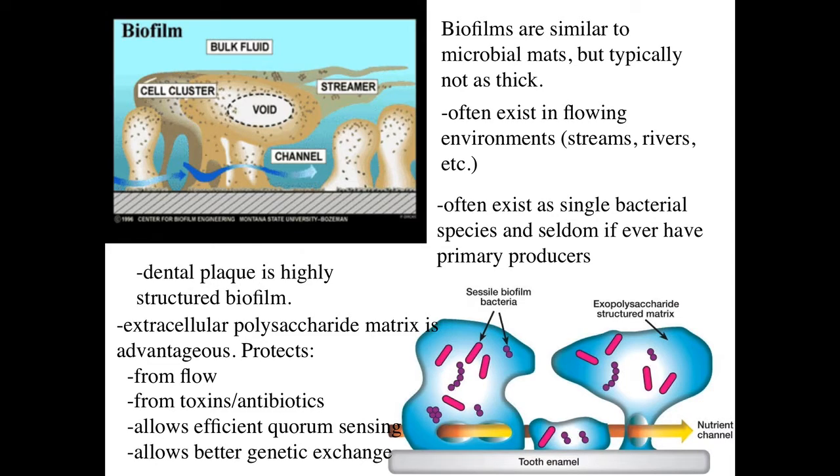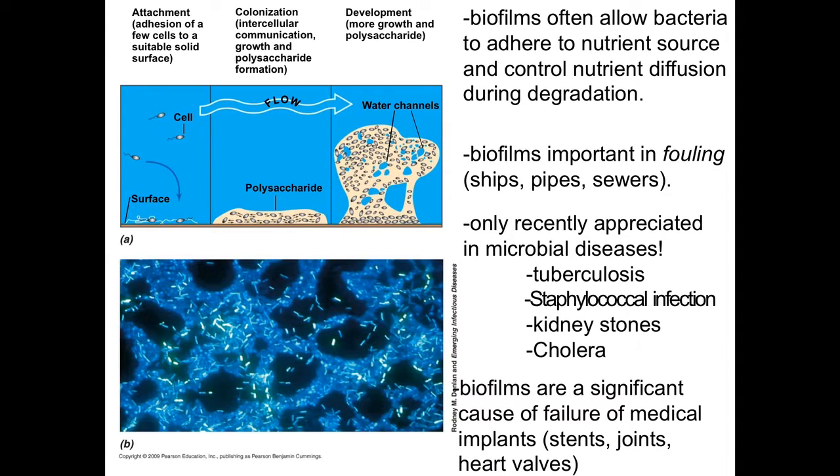It's also great for genetic exchange. As bacteria die and release DNA into this environment, other microbes can pick up that DNA. So the stuff of evolution, these genetic mutations in some bacteria, are more easily picked up because of bacteria that die within these biofilms. The biofilms also allow these bacteria to adhere, so it protects them in high flow environments from being washed away. And it also allows them to control nutrient diffusion.